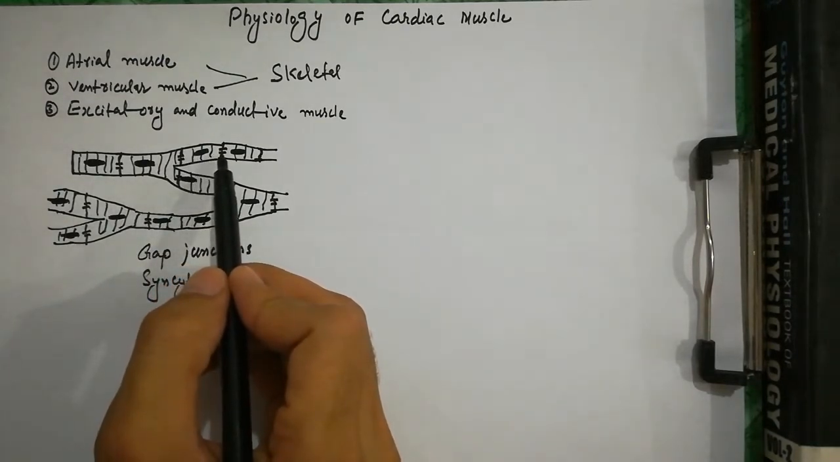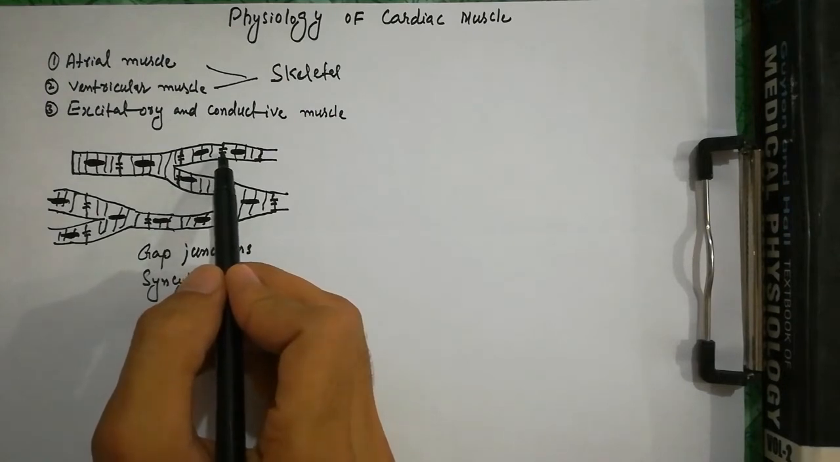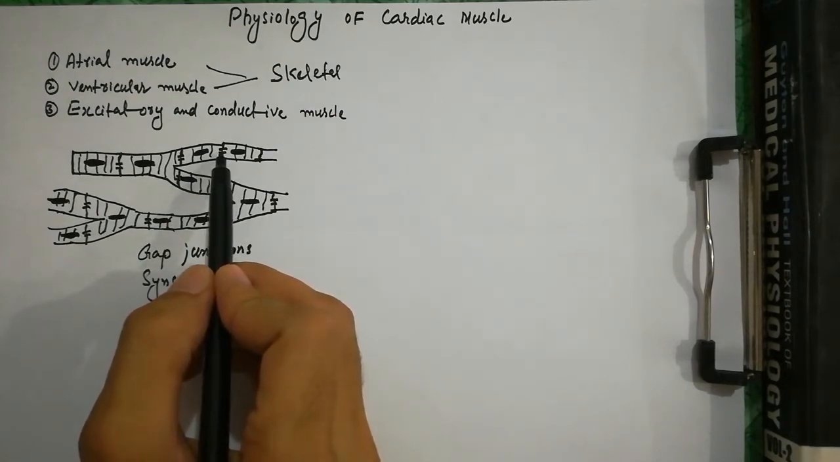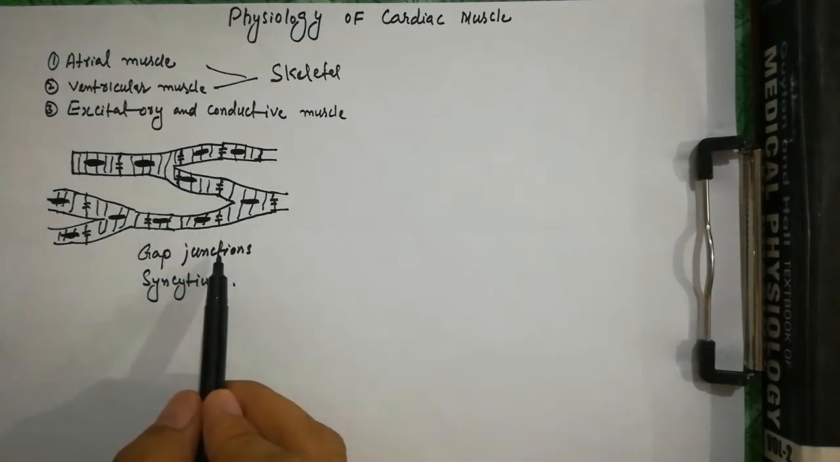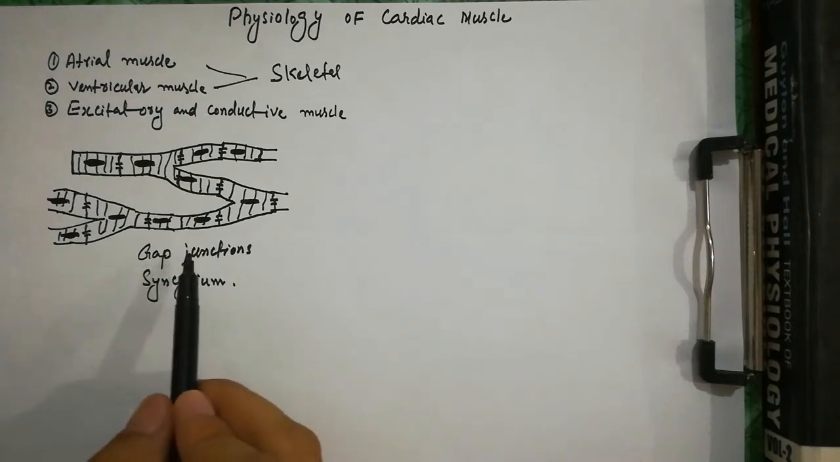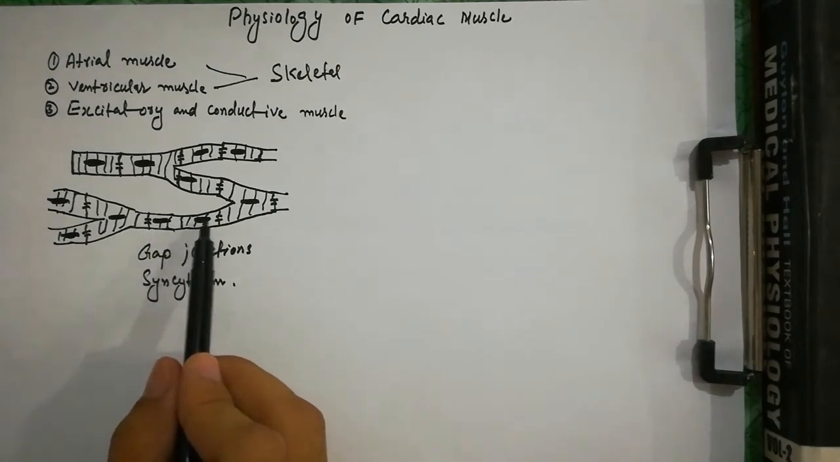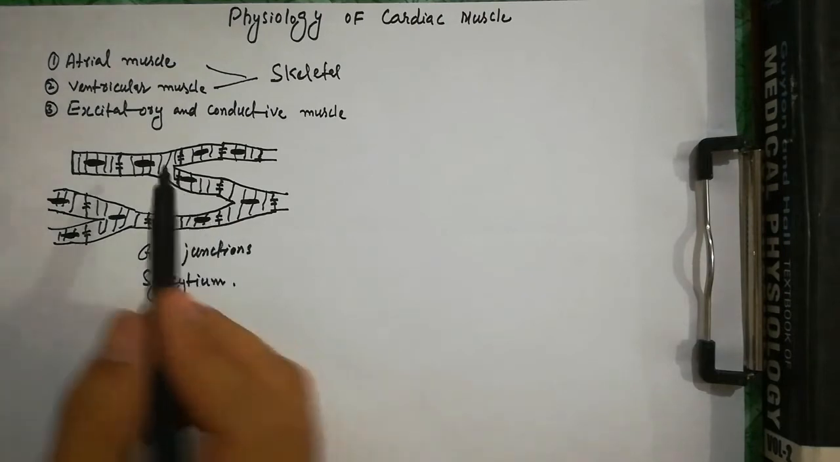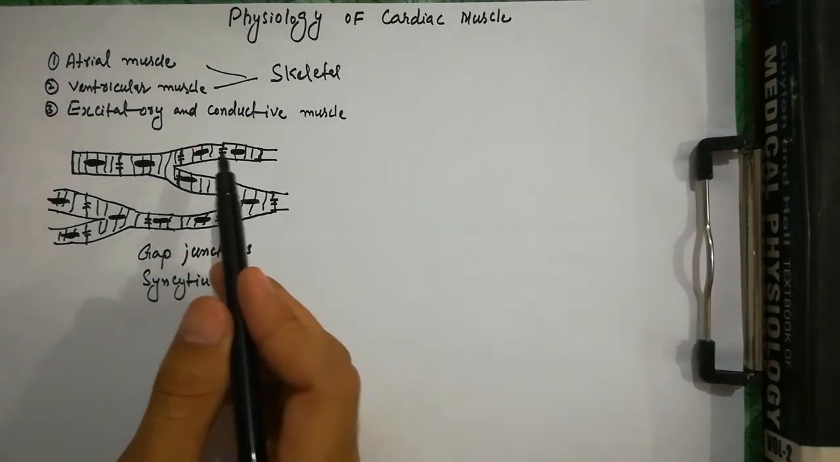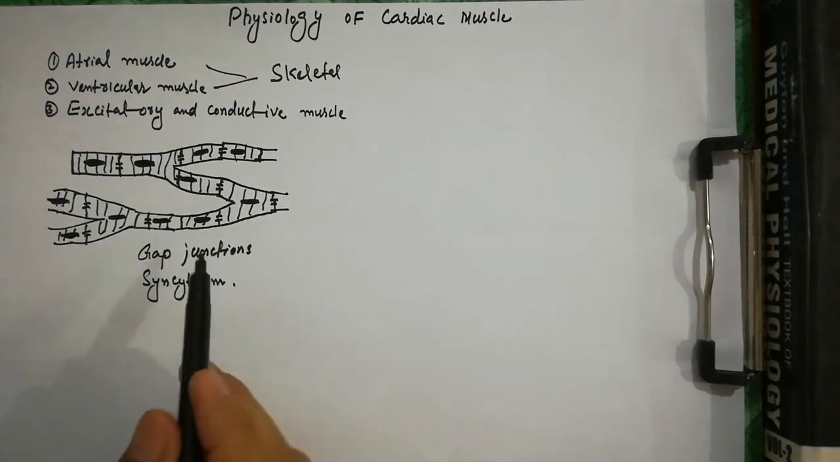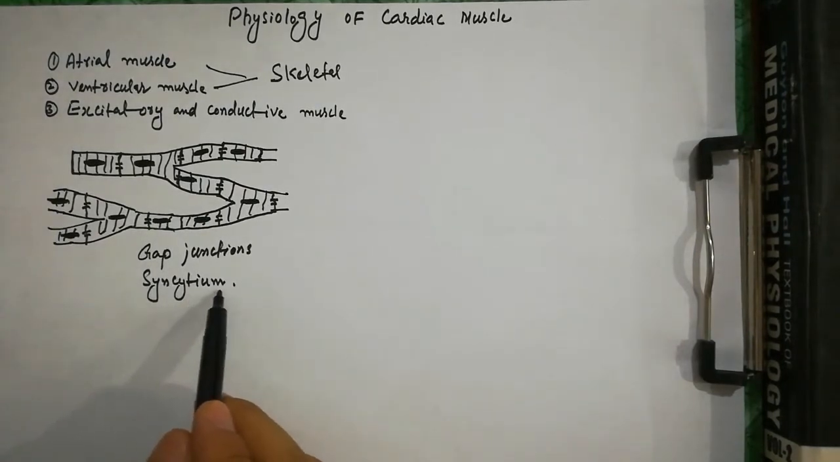In each intercalated disc, at some points, the two membranes fuse with each other and form gap junctions. And these gap junctions are areas of little resistance. They provide a path, or they permit the flow of ions from one cell to another cell. So action potential can easily travel from one cell to another cell. For this reason, cardiac muscle is known as syncytium.